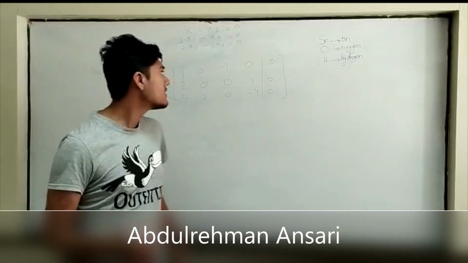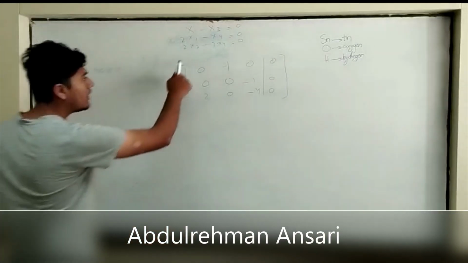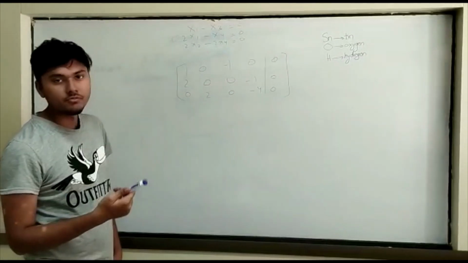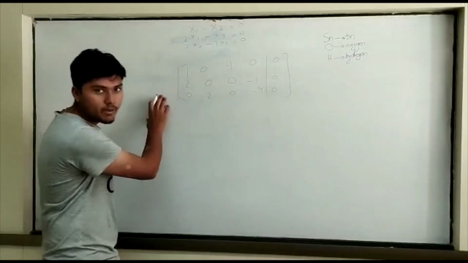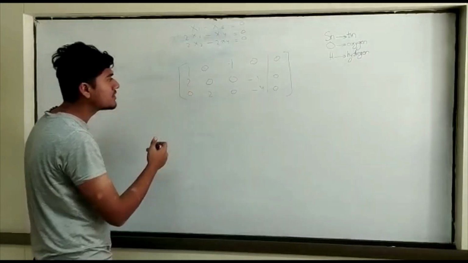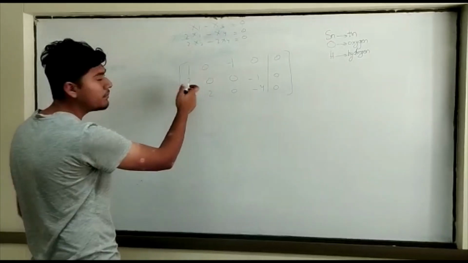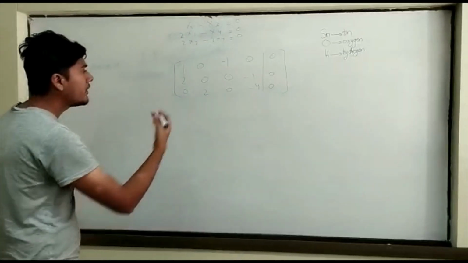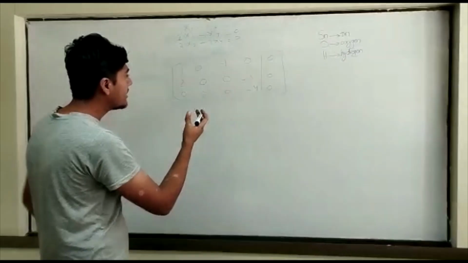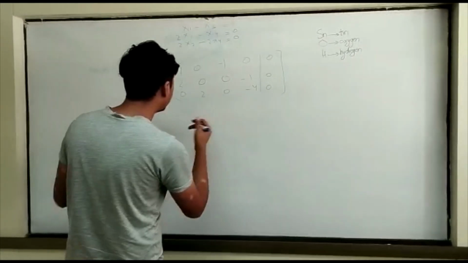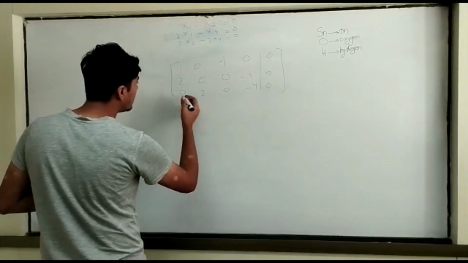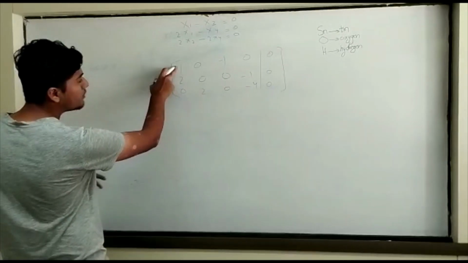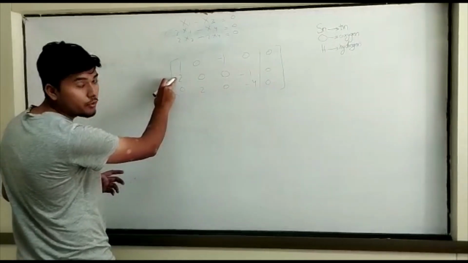Assalamu alaikum. My name is Abdulrehman Ansari and I will be solving these equations to get the balanced equation we needed. So I've gone ahead and made the matrix for these equations, with this column being x1, this column x2, this x3 and this x4. Now we are going to be turning this matrix into the row echelon form. So for that, I will be multiplying row 1 and subtracting it from row 2.